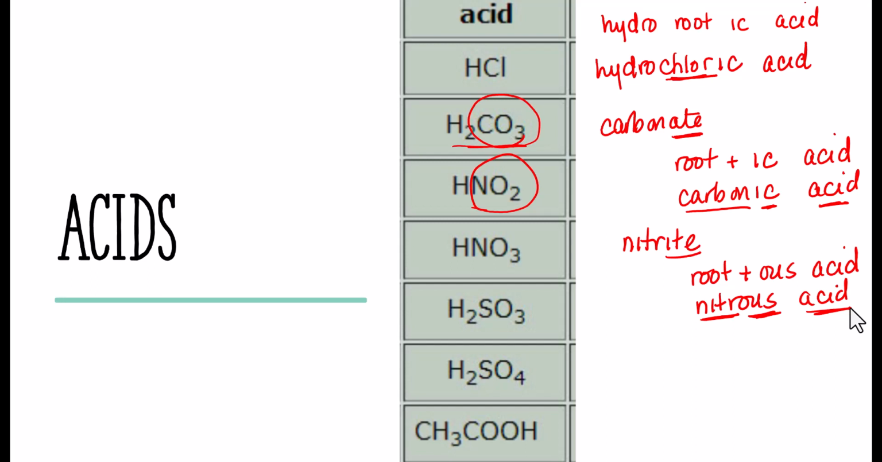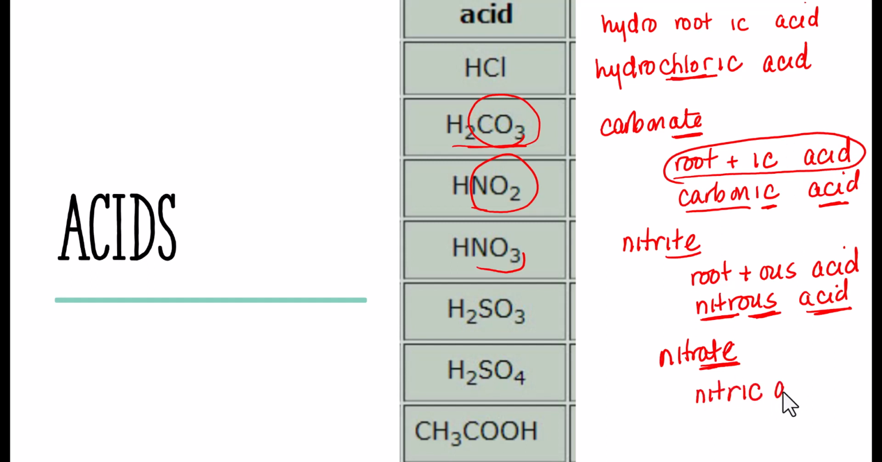Next one, HNO3 has an oxygen. I look up NO3, which is nitrate. Since it ends in -ate, it's going to be root-ic acid. So this is nitric acid.